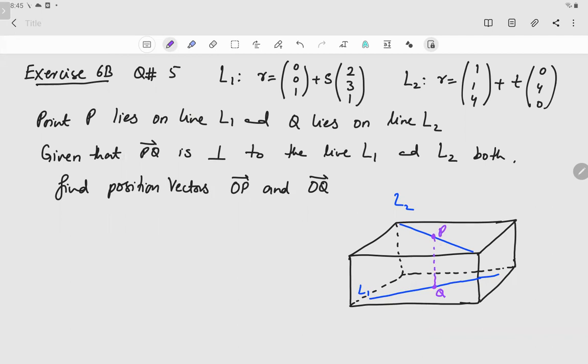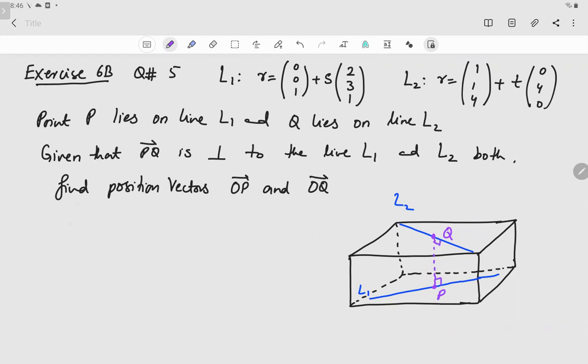Q is the point on the line L2 and P is a point on line L1 according to the statement of the question, in such a way that PQ is perpendicular to the line L1 and PQ is also perpendicular to the line L2. Now we have to calculate the coordinates of P and the coordinates of Q.